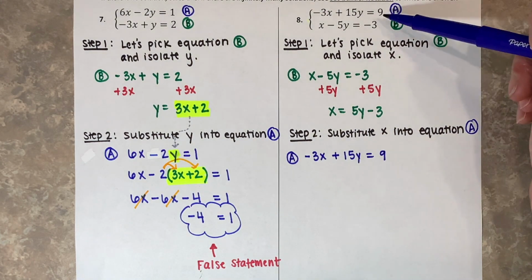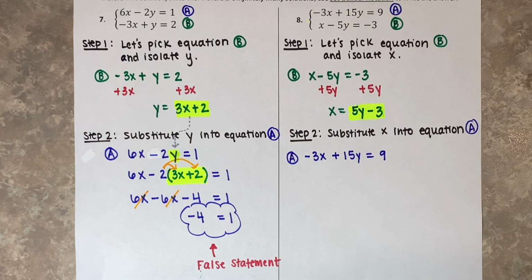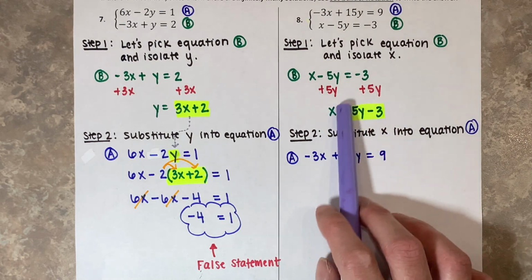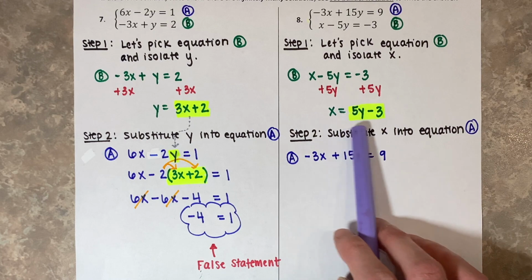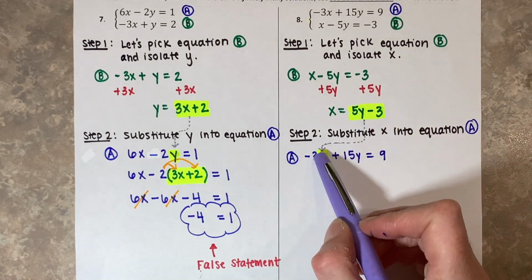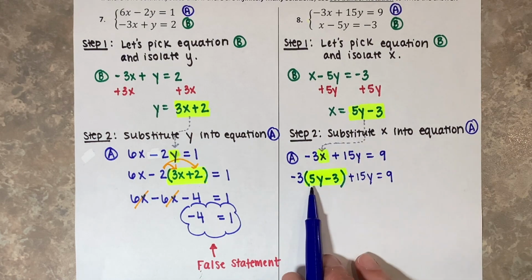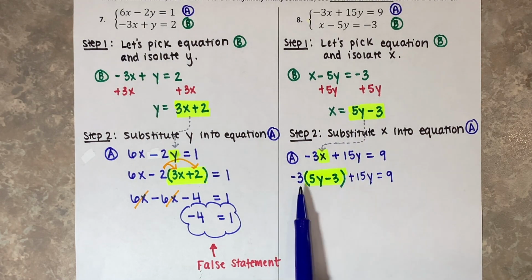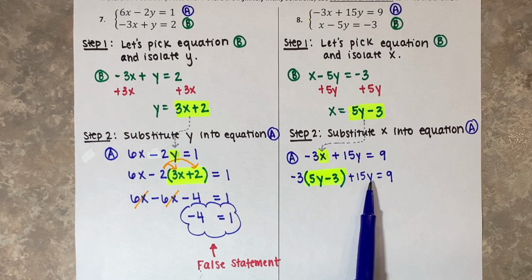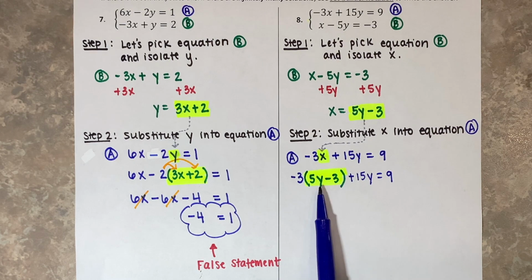So I've started by copying down equation a. Now we know that x is equal to this quantity, so we're going to substitute this quantity in for x. So I went ahead and replaced x with 5y minus 3. Now we've got an equation involving only y, so let's go ahead and solve this equation for y.